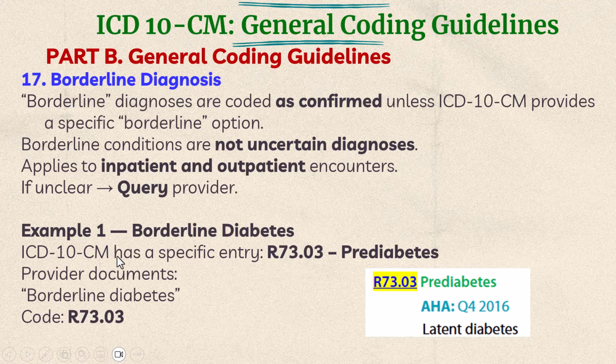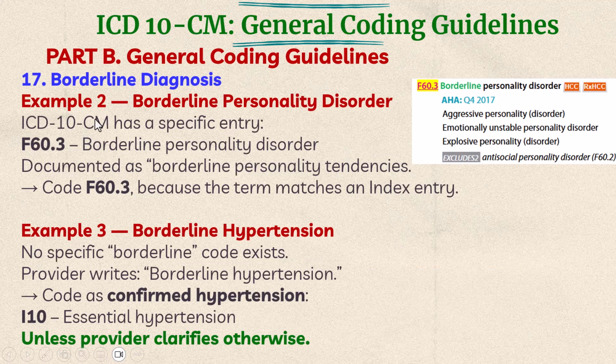So ICD-10-CM has a specific entry R73.03, pre-diabetes. So if the provider documents borderline diabetes, you can code R73.03 as pre-diabetes. Example 2, borderline personality disorder. ICD-10-CM has a specific entry F60.3, that is borderline personality disorder. So documented as borderline personality tendencies, code F60.3 because the term matches in the index entry.